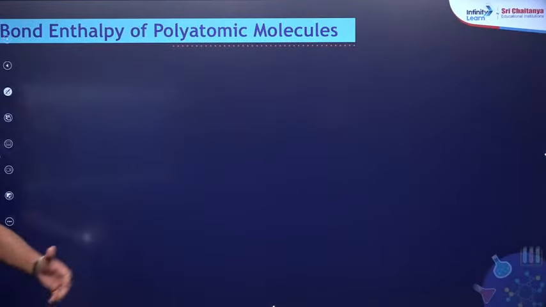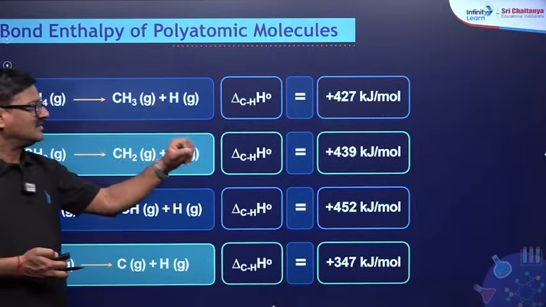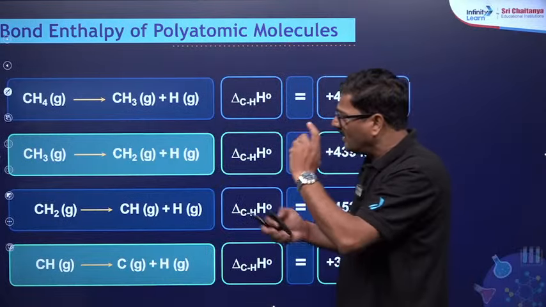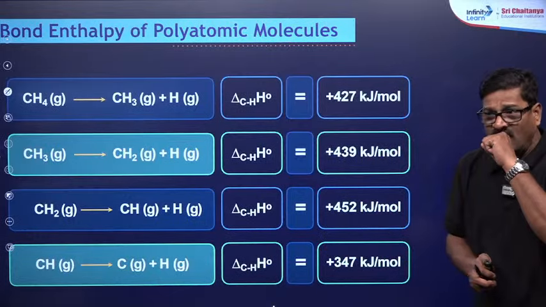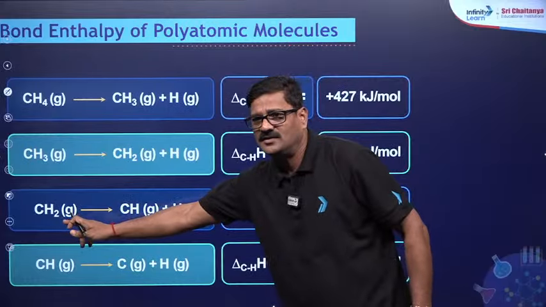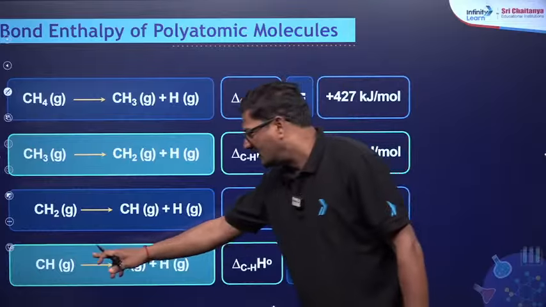Let me show how to take this average. Check this, 1 bond is broken here. Okay, so in CH4, 1 hydrogen is cut off, so 427 energy is required. And another hydrogen is cut off, so that you are going to say 439. And another hydrogen is cut off, you are going to see 452. And the last hydrogen is removed.